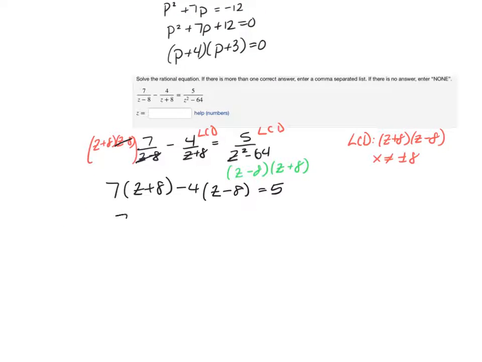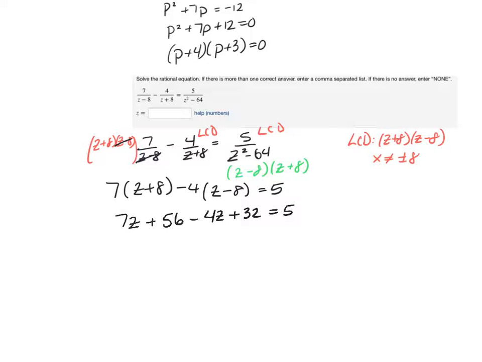So I end up with 7z plus 56 minus 4z plus 32 is equal to 5. Check my math there. I am pretty sketchy. Is that right? 7 times 8 is 56. Negative 4 times negative 8 is 32. Is that right? Hey, what was it? 7 times 8? 56. Okay, cool. And then 4 times 8, yeah, it's 32.